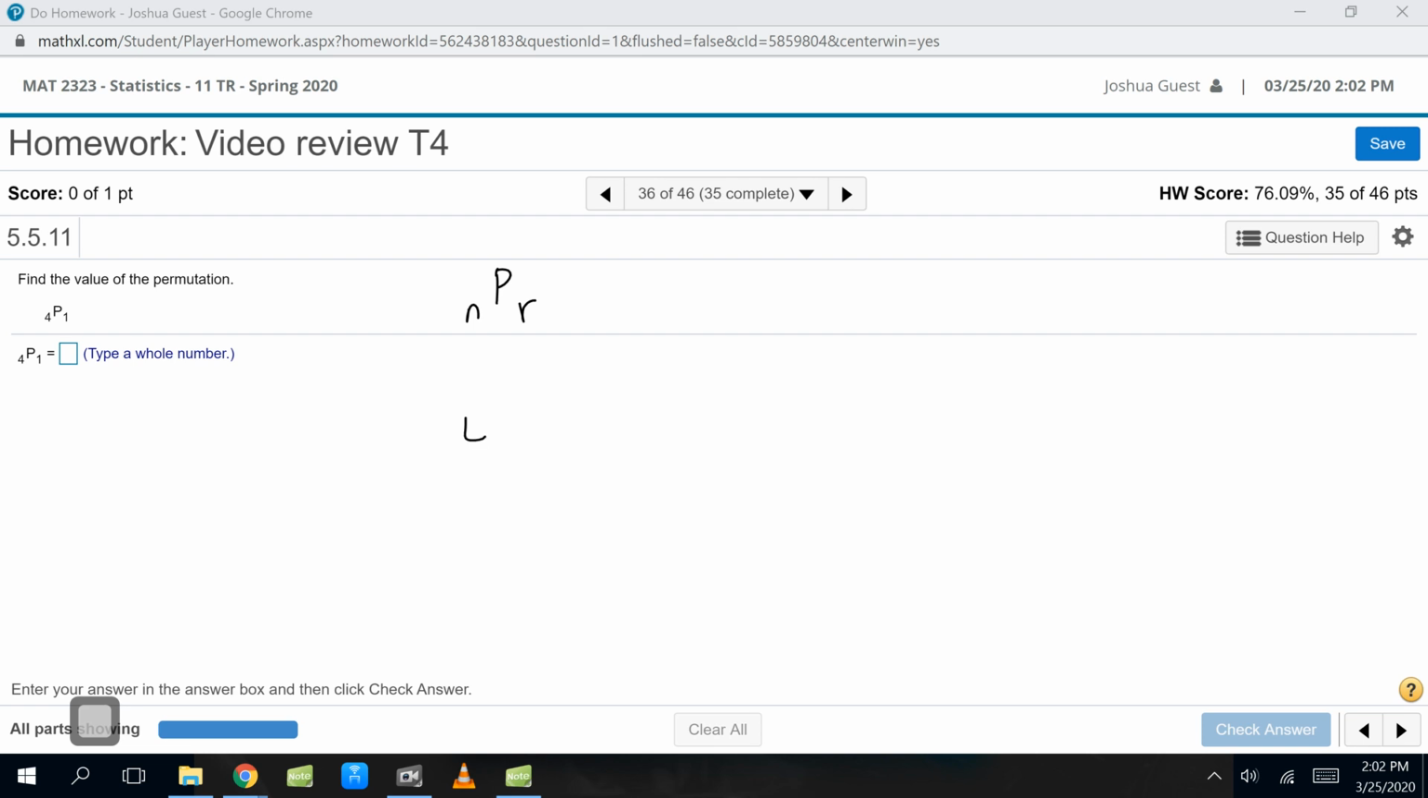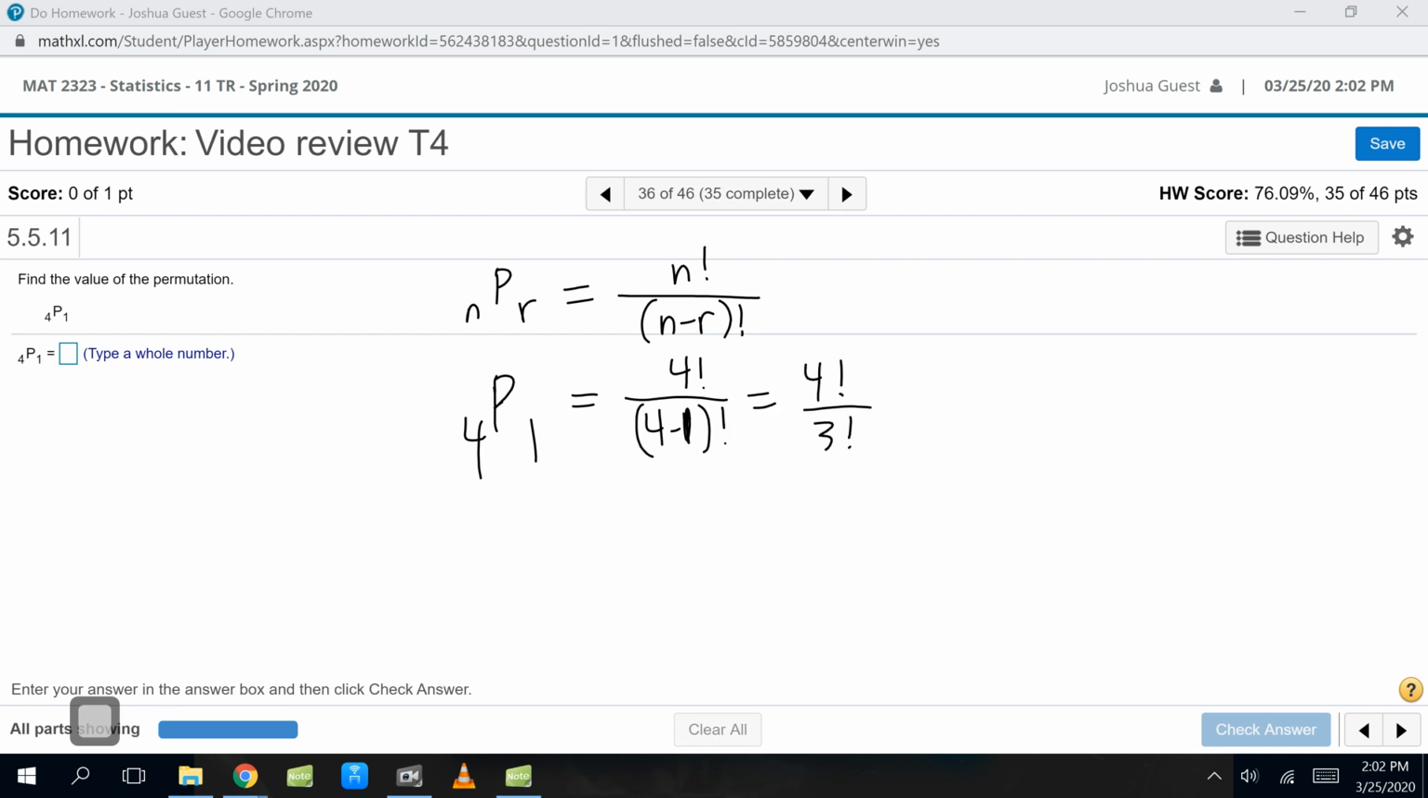So here we have 4 permutation 1. If I'm working it by hand, the formula for this is n factorial over n minus r factorial. Okay, and n minus r is in parentheses. You have to subtract that first and then take the factorial. So this is going to be 4 factorial over 4 minus 1 factorial. It's going to be 4 factorial over 3 factorial.